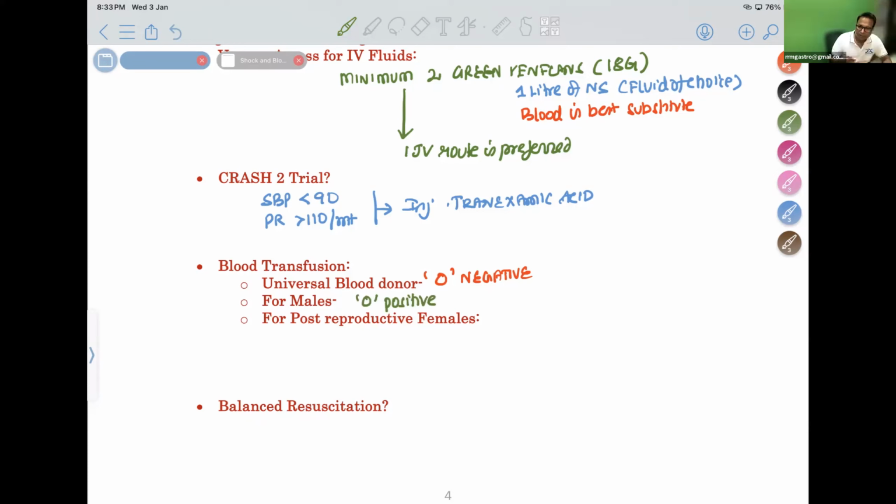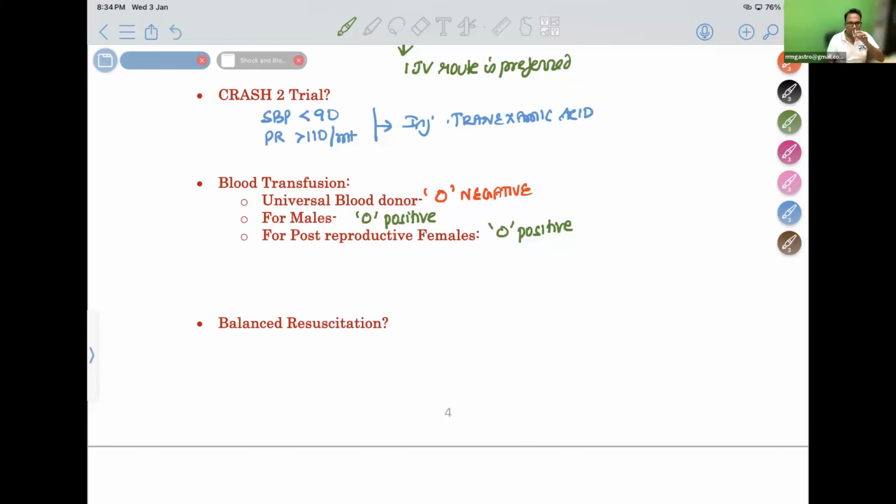Since O negative is in huge demand, for males we can use O positive, because they are not going to have childbirth or RH incompatibility. This negative-positive issue is mainly related to RH incompatibility in pregnant females. So for males you can even give O positive, nothing wrong. Similarly, post-reproductive females also can be given O positive. These are new points from the 28th edition. Previously there was only one choice, O negative. So the new Bailey says we can give O positive in all these cases. This is very important, please don't forget this. So what is meant by balanced resuscitation?